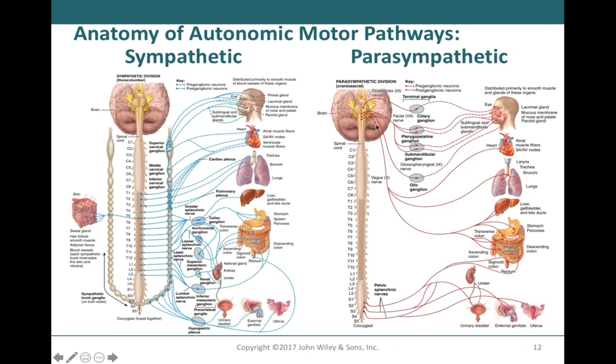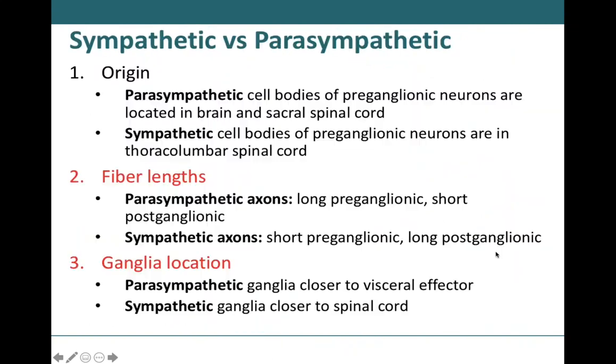This preganglionic parasympathetic neuron is going to reach its axon out, and that's going to travel all the way up to the visceral organ, and there's going to be a very, very short axon that belongs to our postganglionic neuron. So on top of the neurons of these two different nervous systems originating in different places, the fiber lengths of their preganglionic and postganglionic neurons are also going to be quite different.